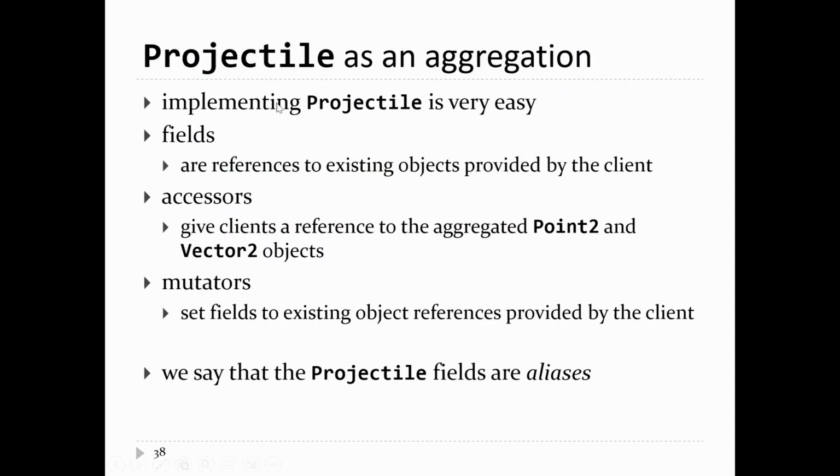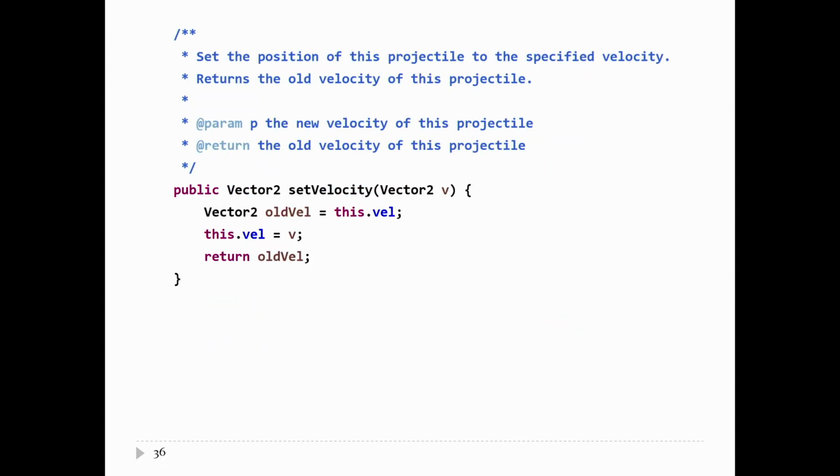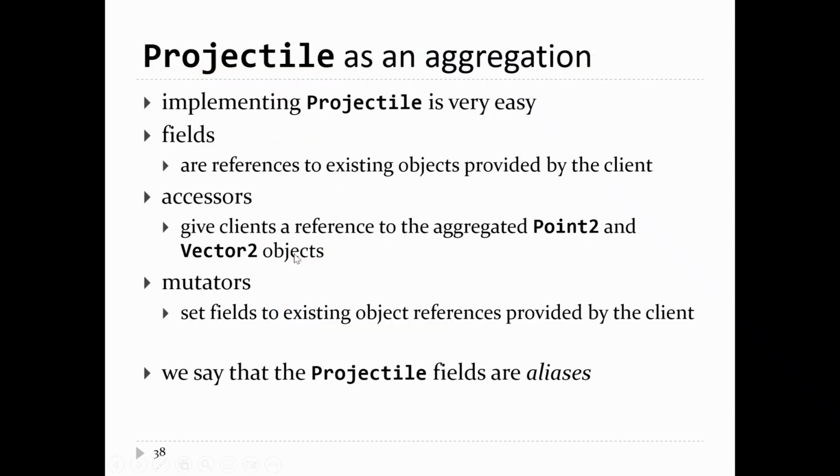So if you implement projectile using aggregation, it's very easy. You don't do anything different than what we've been doing so far. When you look at the methods, set position simply changes this position to be equal to p, and that's it. Set velocity simply changes this velocity to be equal to v. So implementing projectile is easy. You just do what we've been doing so far.